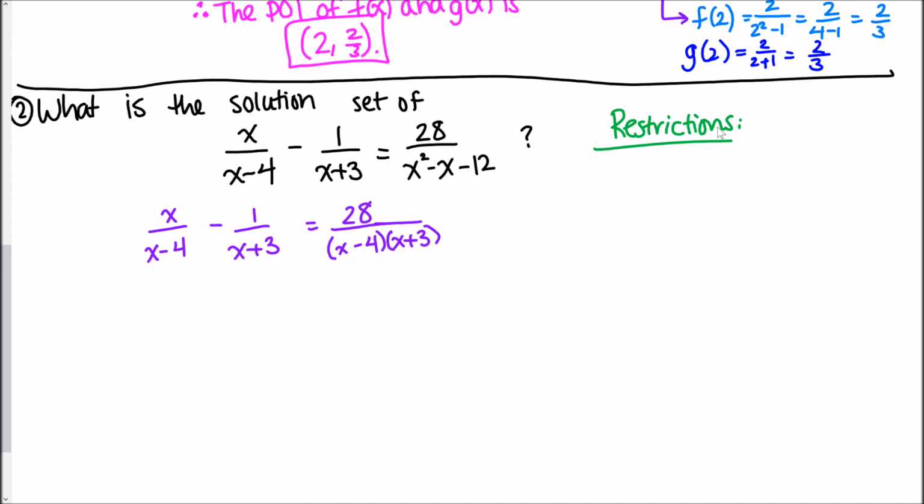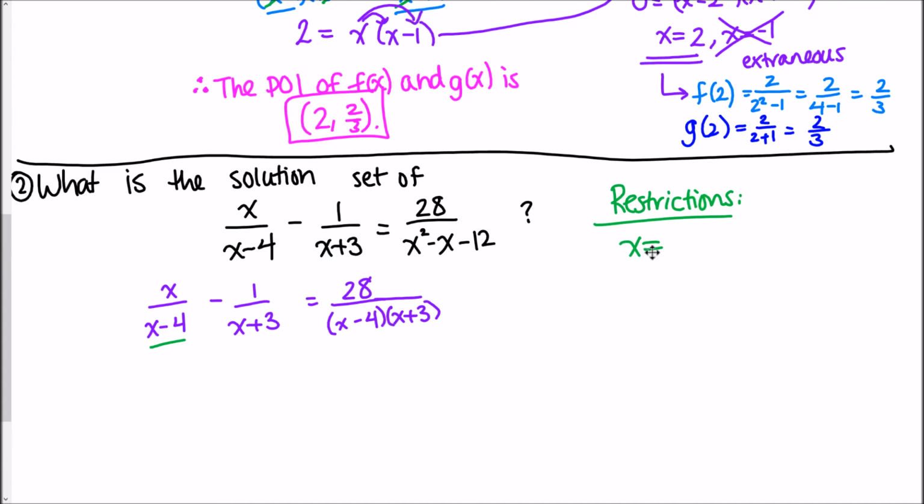So x is not allowed to be 4. X is also not allowed to be -3. And then here, x is not allowed to be 4, and x is not allowed to be -3. Okay, so we've got our restrictions. The next thing I want to do is identify what my LCD is. So my LCD here is going to be x minus 4 times x plus 3.